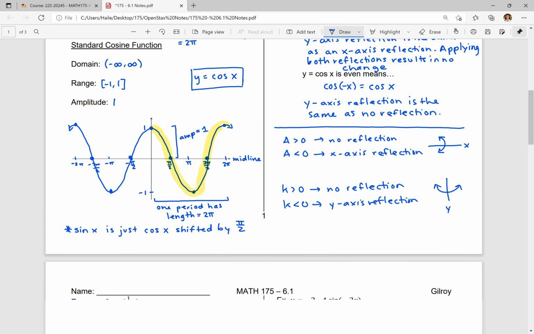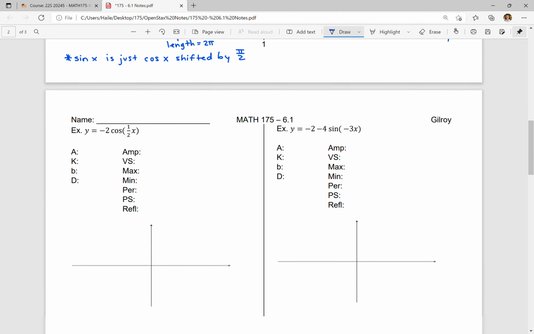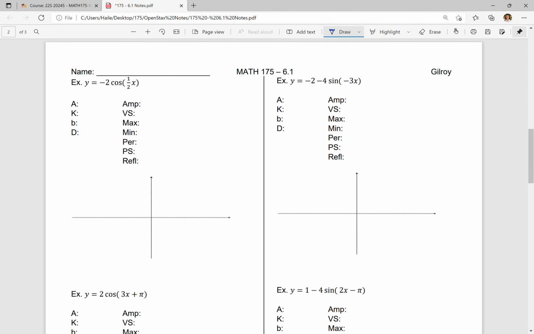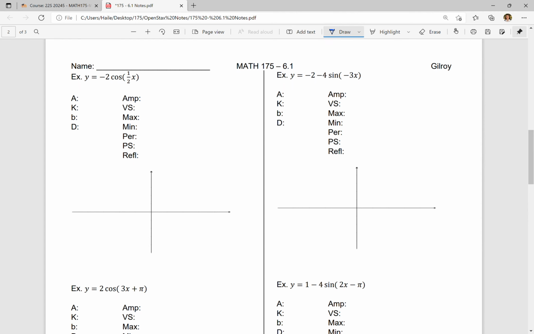Okay, so finally, let's get to some examples. I know that was a lot of theory, but hopefully these examples will tie everything together and make it make sense. The first one we're going to graph is y equals -2 times the cosine of 1/2 x.